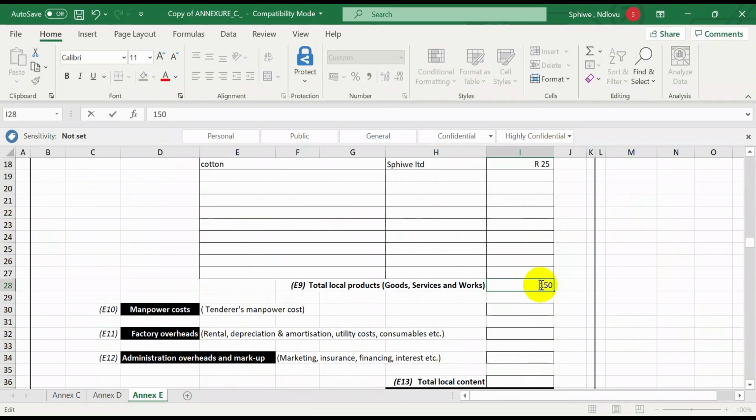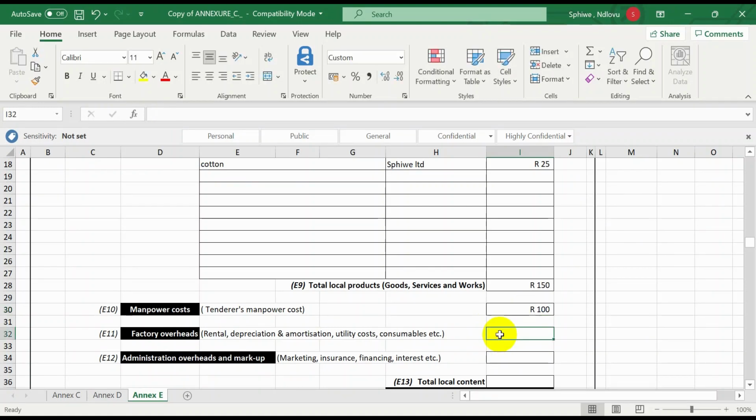So then the next question becomes the manpower cost. How much does it cost you for your labor, your people, to deliver this, for you to actually make this? I'm paying my people 800 rand per day, and I know a t-shirt will take 1.5 hours to make. So it's going to cost me 100 rand for that.